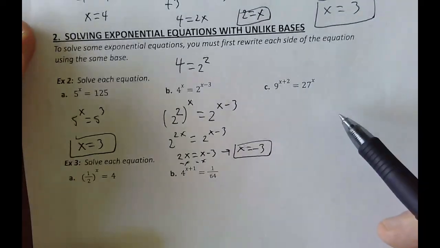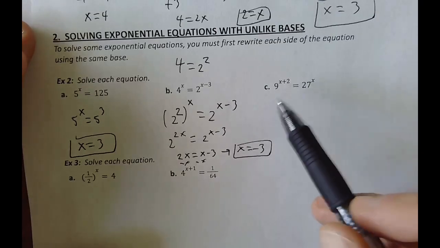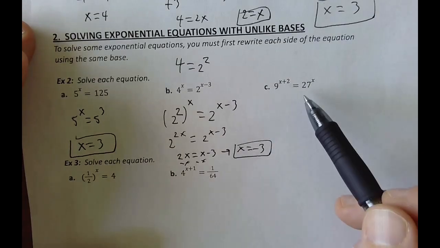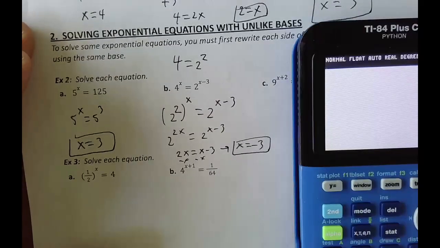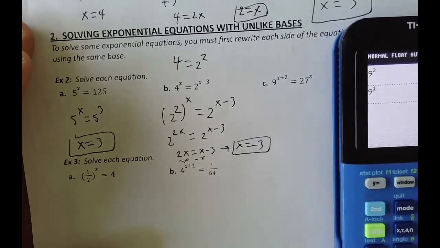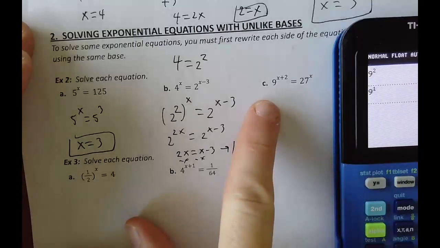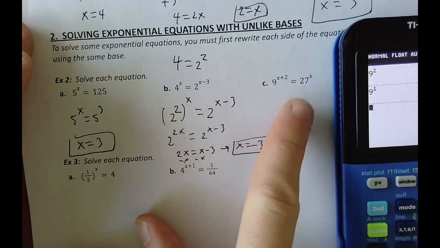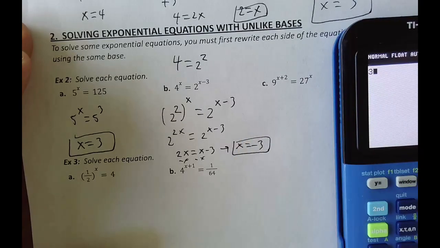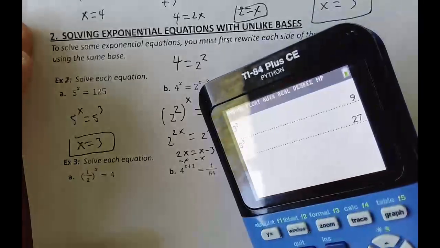Here's a little bit of a different situation. Now, I can't get 27 to be in terms of 9, right? If you think about 9, you can use your calculator to help you, right? 9 squared is 81, 9 to the first is 9. There's no 27 there. So I can write the left one in terms of 9, but I can't write 27 in terms of 9. But I could write this in terms of 3. For example, 3 squared is 9 and 3 to the third is 27.